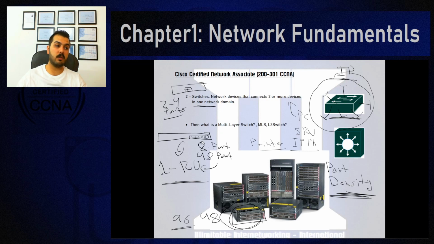I said switches start from 8 minimum up to 48. Routers, depending on the models, but most Cisco routers, start from 2, 4 and a maximum of about 8 ports. It's a maximum of 8 ports, whereas in switches it's a minimum of 8 ports. You can see that's the difference.